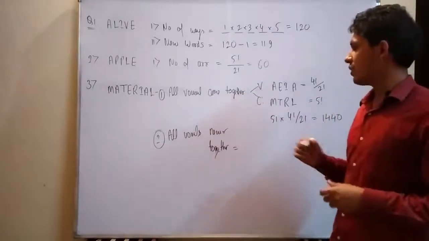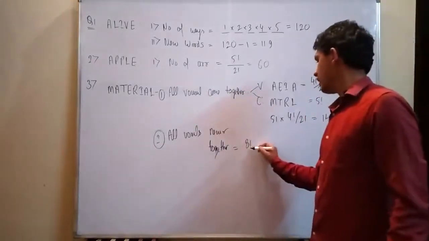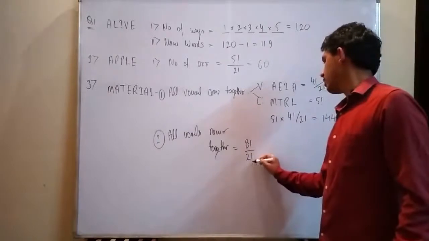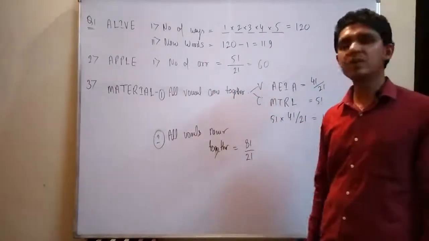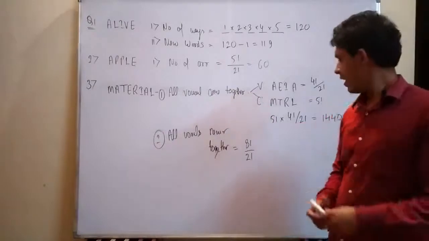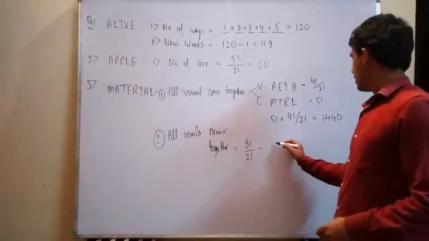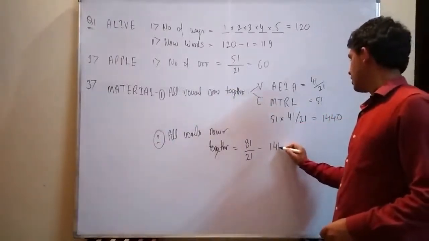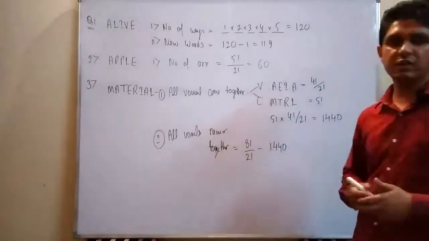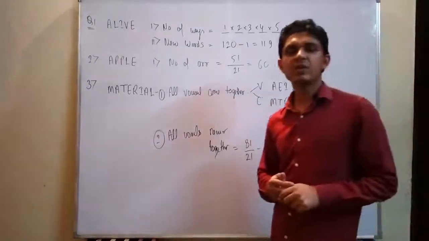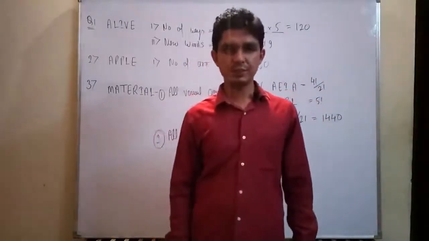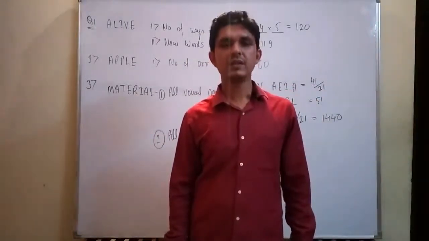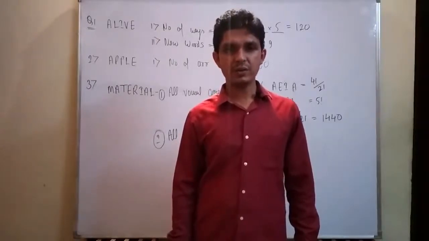So the total number of arrangements is factorial 8 divided by factorial 2. Factorial 8 because the total number of letters in the word material is 8, and minus the number of arrangements in which all the vowels are together. So the final answer will be factorial 8 divided by factorial 2 minus 1440, right? Okay, coming to the next question.